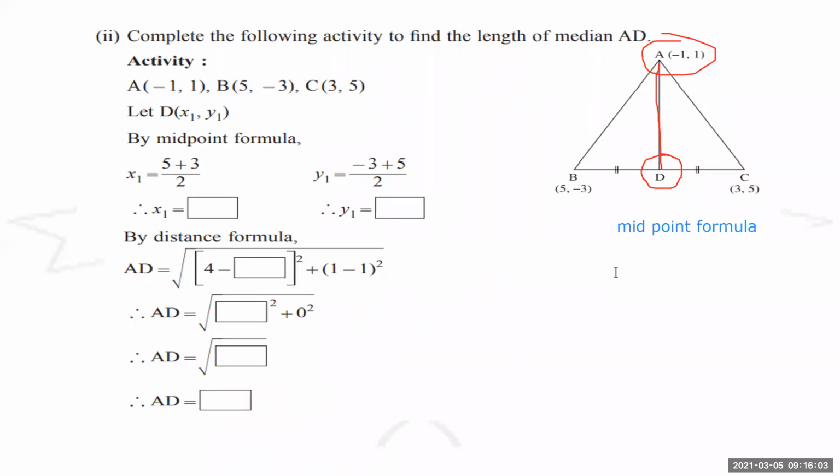X1 equals 5 plus 3 upon 2. So 5 plus 3 is what? 8. 8 upon 2. So what is the answer? It is 4.